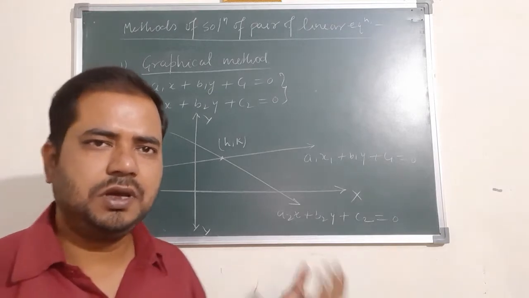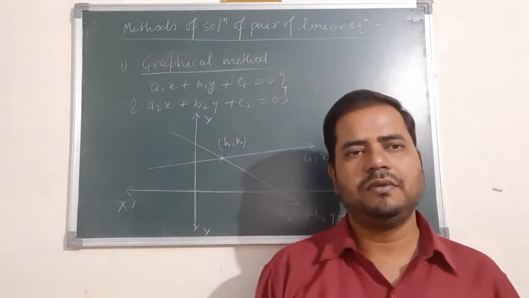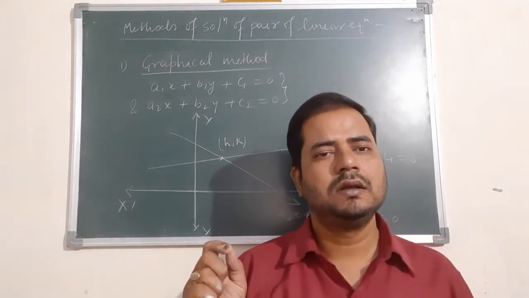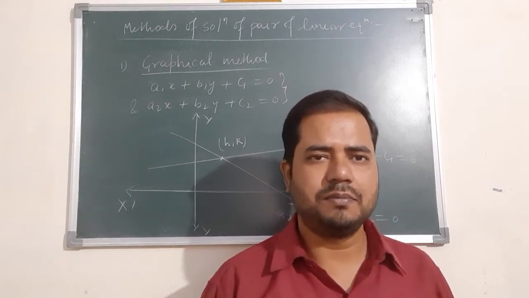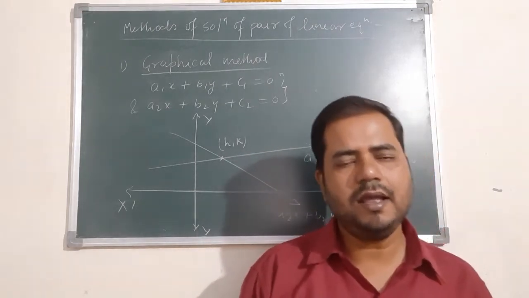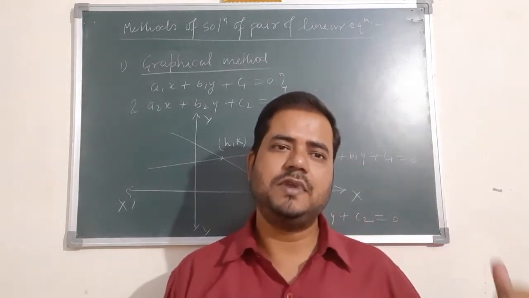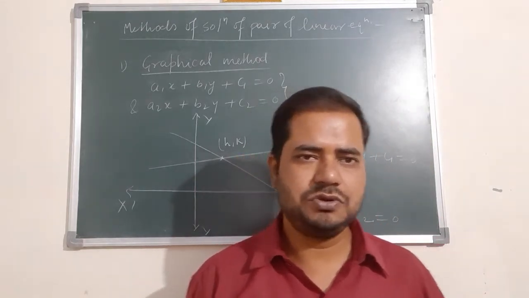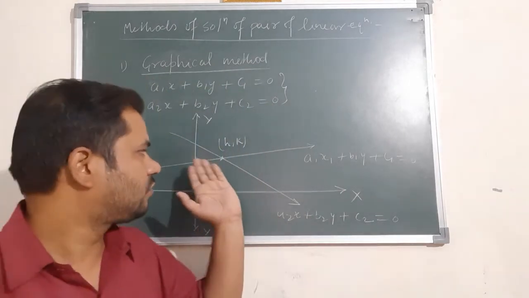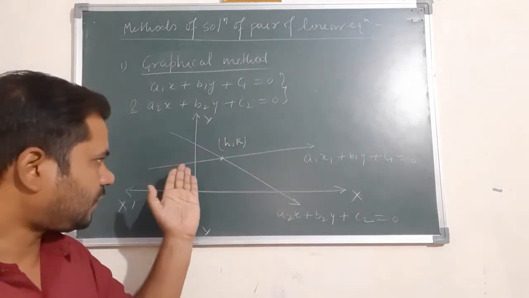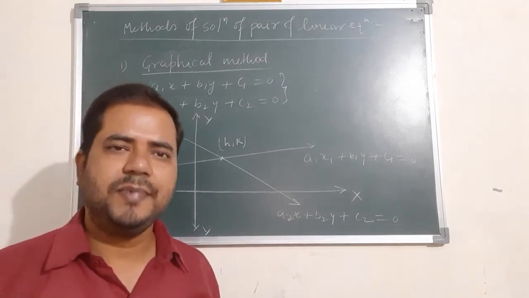That's so simple. You only have to draw the graph and see where these two graphs, these two equations, cut each other. This is the solution. Maybe they are parallel. If they are parallel, then you can say there is no solution. If they are coincident, that means one overlaps the other, then in this case there are many solutions.